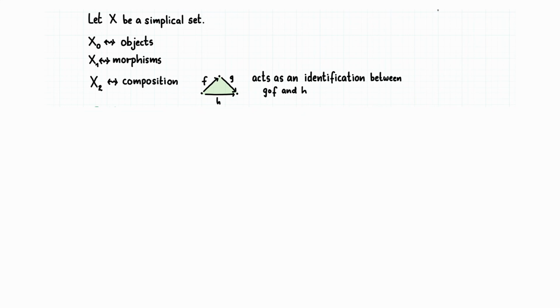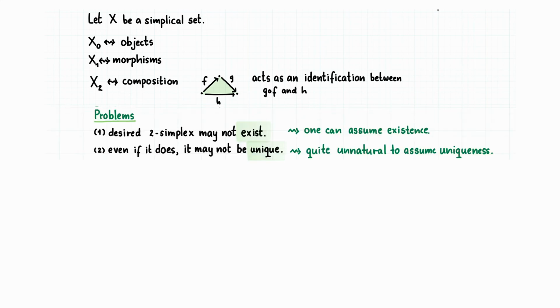But there are some problems with this idea. First of all, the two simplex that we need for every composable pair of morphisms might not exist. And you can solve that problem by just putting it in your assumptions. So whenever you have two composable morphisms, you should be able to complete it, or extend it, to a two simplex.